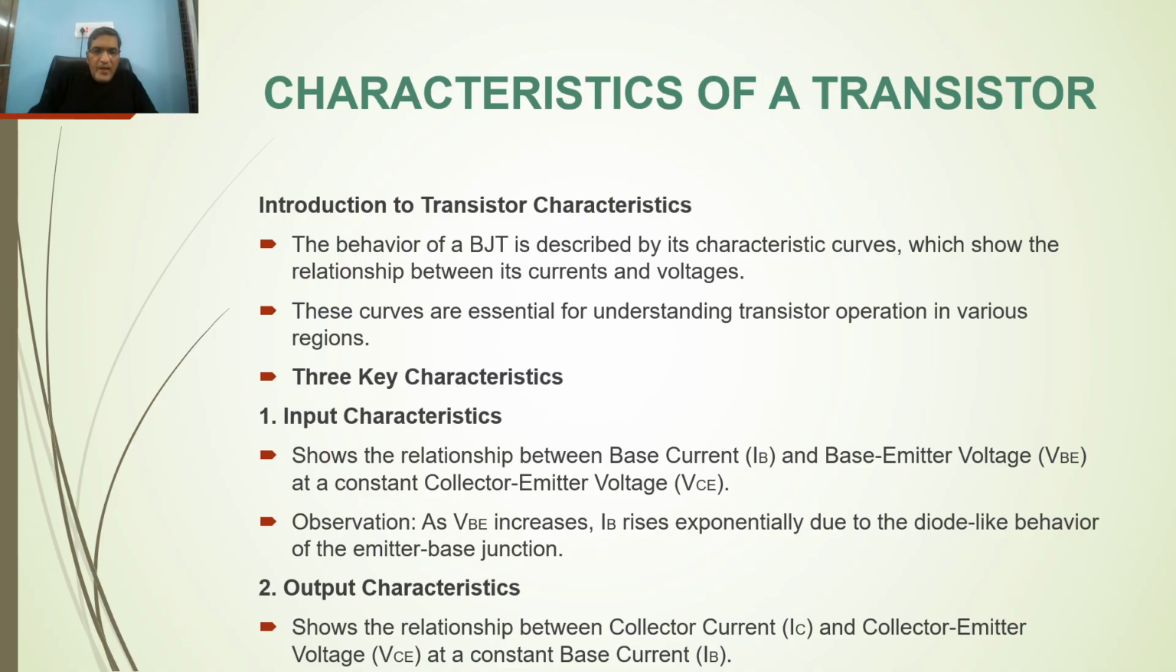Our observation: as VBE increases, IB rises exponentially due to the diode-like behavior. Or we may say that this curve is as simple as the PN junction diode curve. Basically, it is a junction diode curve in which current increases as we increase the voltage, and then current increases immediately after a certain value of the voltage. The output characteristics are drawn between the collector current and the collector to emitter voltage VCE at constant base current.